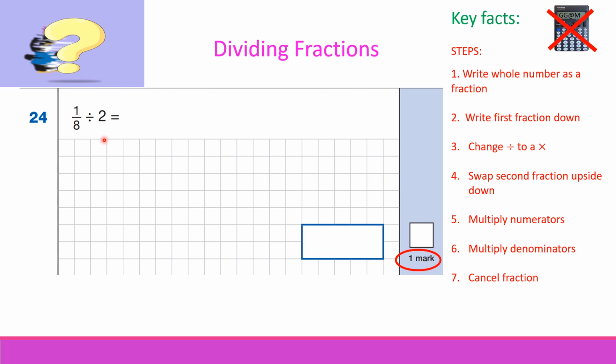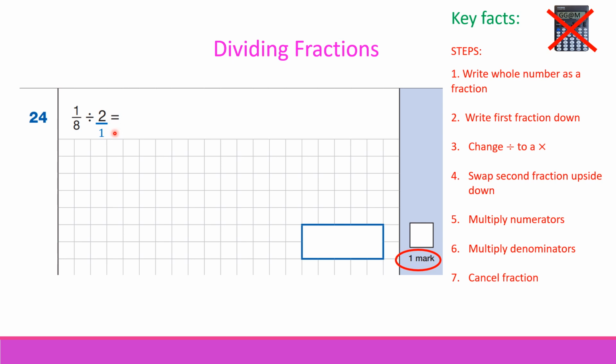Press pause, have a go at working out the answer, and then press play when you're ready to hear the answer. Well done guys, hopefully you've managed to come up with an answer. So to start with, we're going to write the first step, we're going to write the whole number as a fraction. As I said, 2 divided by 1 is just 2, so 2 over 1 is the same as 2.